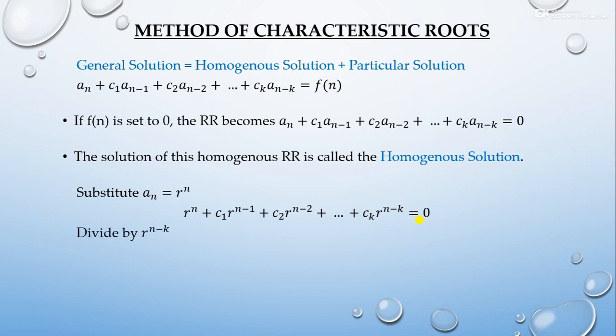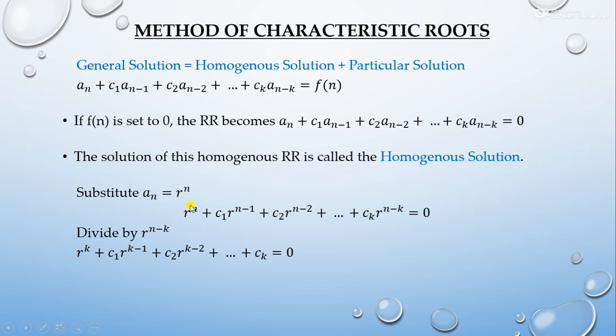Now we have to divide this equation by r raised to the power n minus k, the lowest term. So when we divide by r raised to the power n minus k, we get r raised to the power k plus c1 r raised to the power k minus 1, plus c2 r raised to the power k minus 2, plus up to ck, because r raised to the power n minus k is divided out, so it becomes ck, equal to 0.